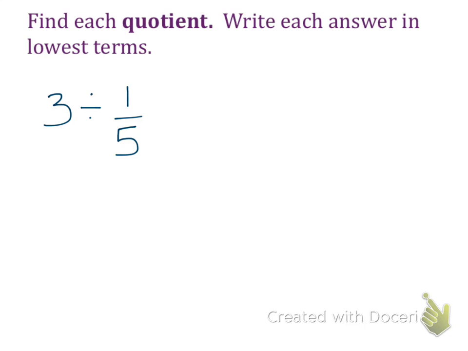First thing that you need to do is make this whole number 3 into a fraction. To do that, you can just easily put it over 1. It equals the same thing. And then, remember, you keep the first fraction the same.